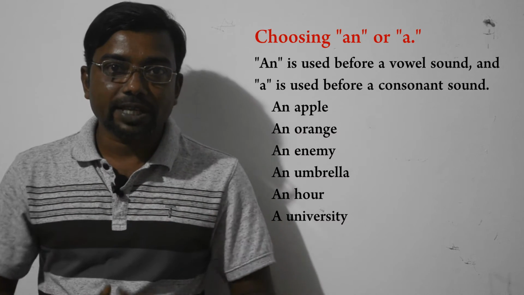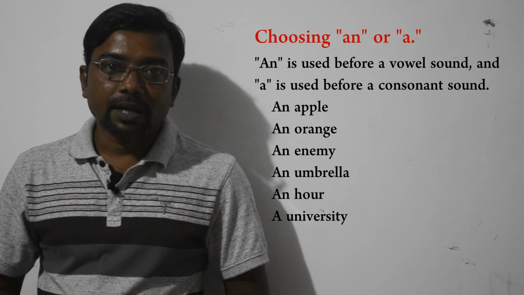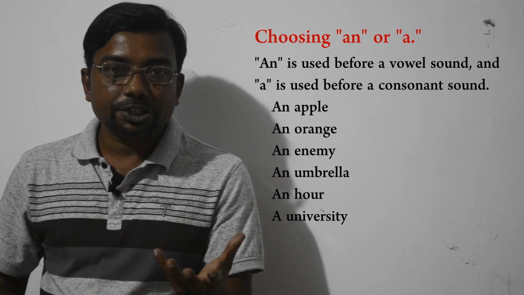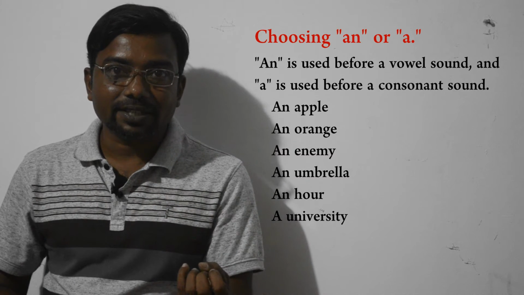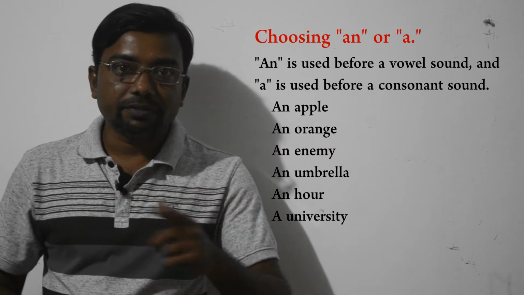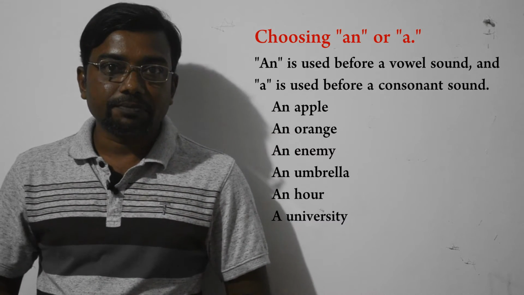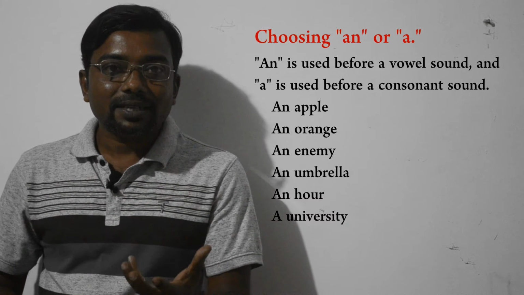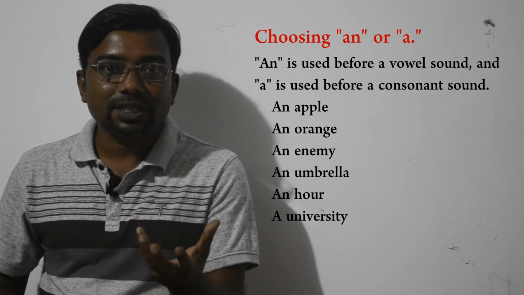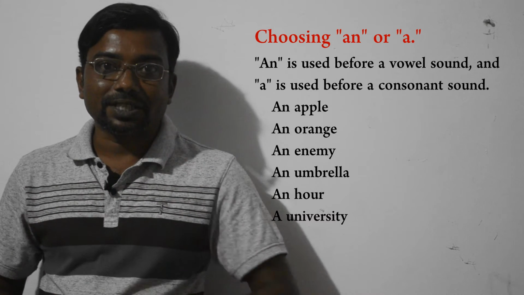Okay, look at these two examples. An hour, a university. Here, an hour. Hour starts with the consonant letter H, but here the H is silent. We use the letter O sound, a vowel sound, our, that is why we use an. Look at the next one, a university. U is a vowel letter, but here it sounds like the consonant letter Y sound, so that is why we use a university.